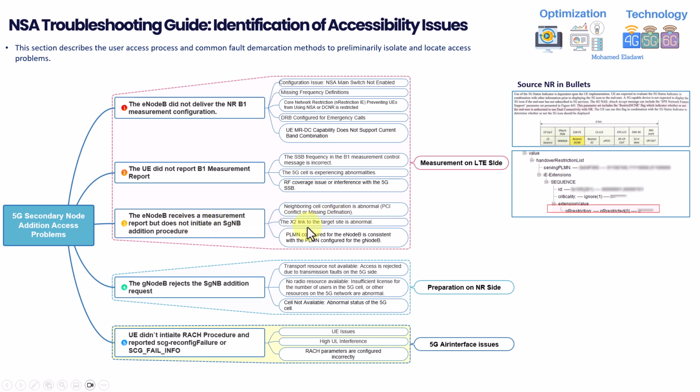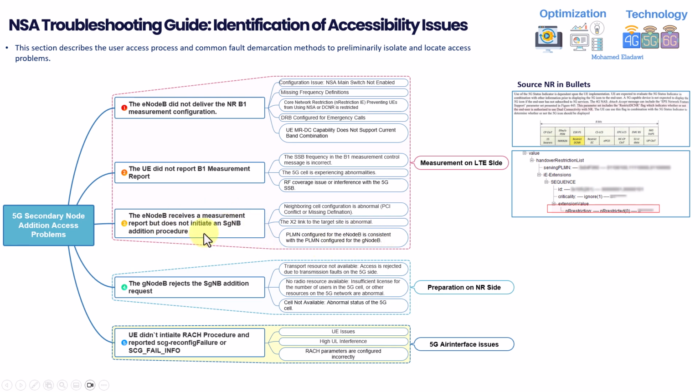And in this case, also you can find the X2 link between the master eNB and secondary gNB, between 4G and 5G, is down, for example, is not there, or is up. Also, you might find that in the neighbor definition, the PLMN is not the same. It's defined with a different configuration. Those can also lead to a failure, I mean, it's not consistent between both of them. There are also discrepancies.